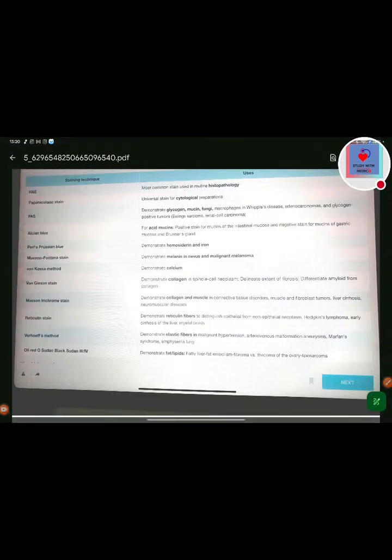So this stain is very important. PAS is for glycogen, mucin, fungi, macrophages in Whipple's disease, adenocarcinomas, glycogen positive tumors, Ewing sarcoma, renal cell carcinoma. Alcian blue is for acid mucins, positive stain for mucins of the intestinal mucosa and negative stain for mucins of gastric mucosa and Brunner's gland. Perls' Prussian blue is for hemosiderin and iron. For hemosiderin and iron, you have to use Perls' Prussian blue.